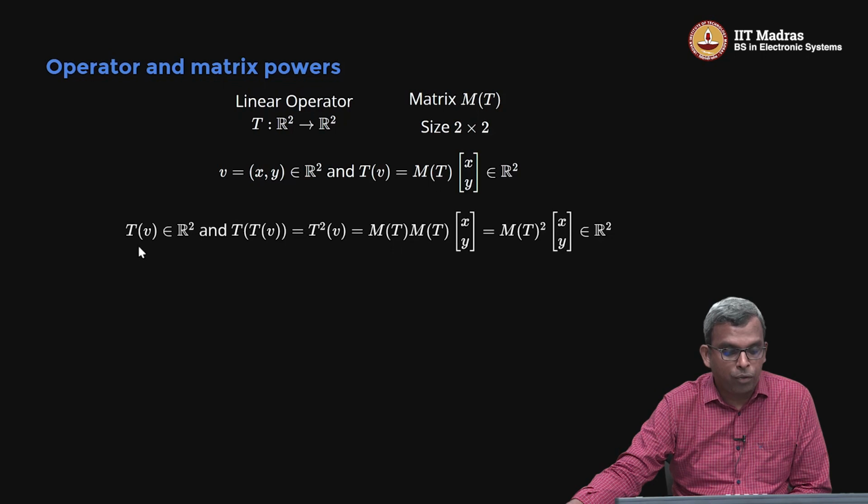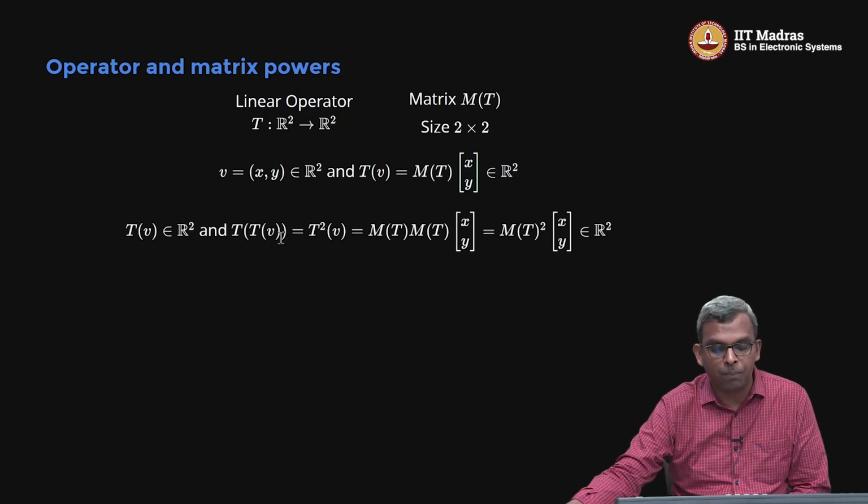So, now once you see that T of v is in R2, you can see that the composition of T with itself is possible. So, you can do T of T of v, you get T squared of v, and the coordinates of T squared of v are M of T times M of T times (x, y), which is M of T squared times (x, y). Okay, so, this is how the matrix powers come and the operator powers come.